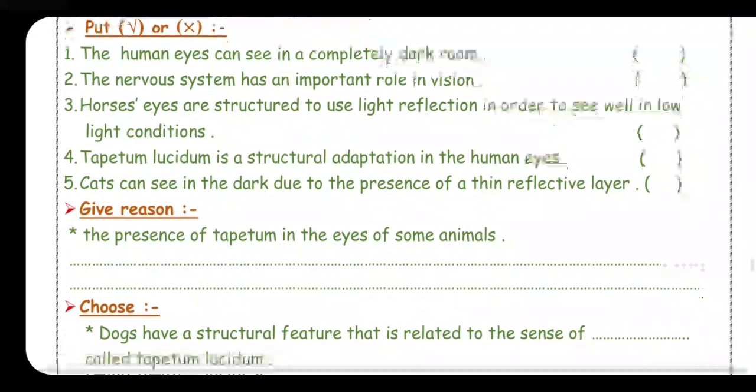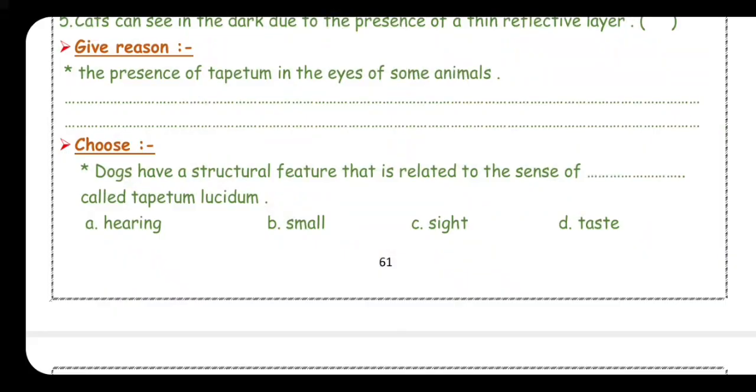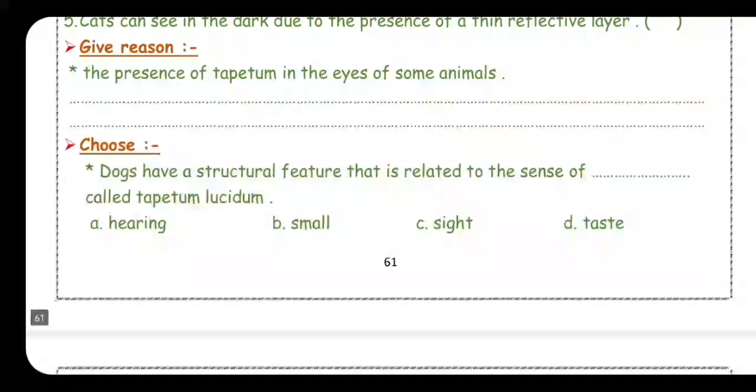Right. After that, choose. Dogs have a structural feature that's related to the sense of sight. Okay, Junior 4? Thank you.